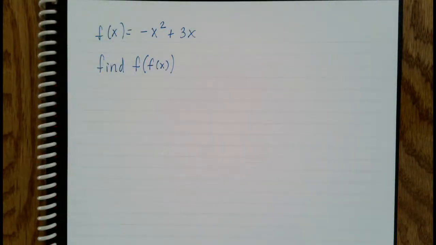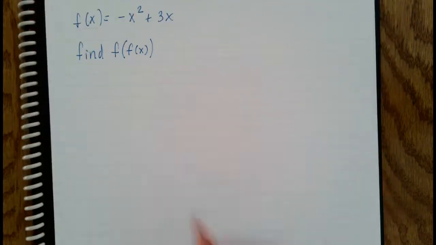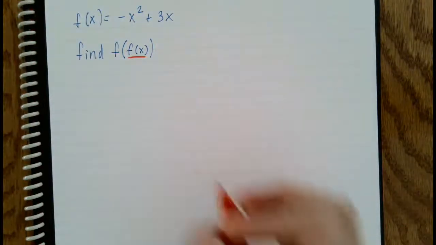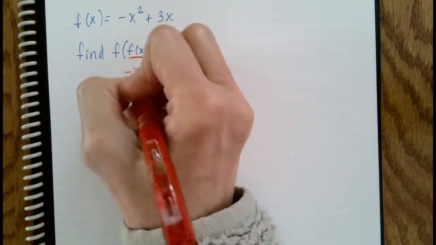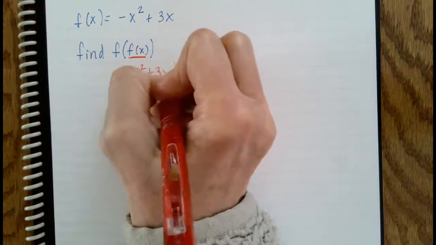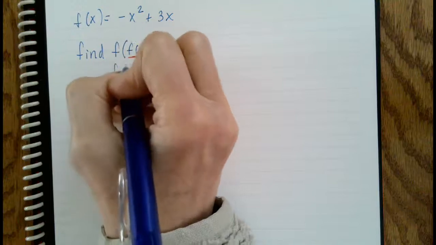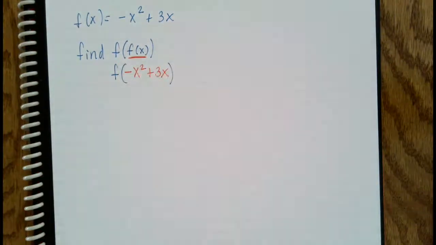So it says find f of x. And what's going to happen is we're going to start by filling in this value right here, which is negative x squared plus 3x. And we're going to take that value and put it back into the same function. And we're allowed to do that.